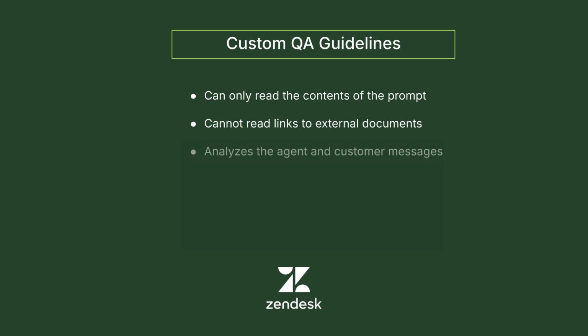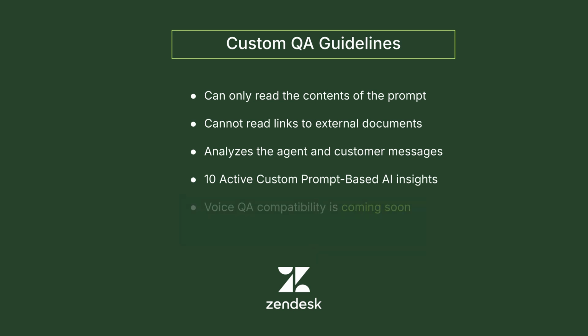The AI is also only able to analyze the content of the ticket, meaning both agent and customer messages. So be sure what you are asking the AI to find and score can be found within the ticket content itself. Every account can have up to 10 active prompt-based AI insights at one time. And finally, at this stage, custom QA will not work on phone calls. This is being developed and will be available in a later update.